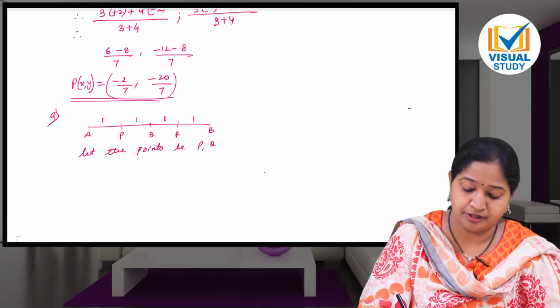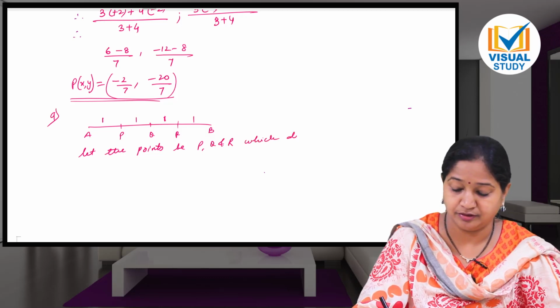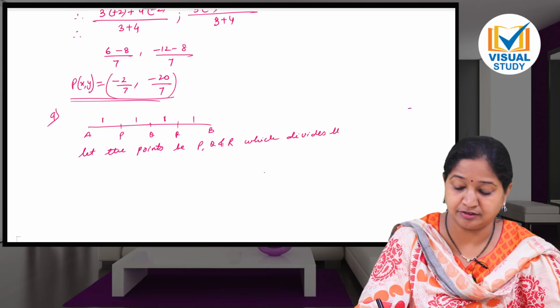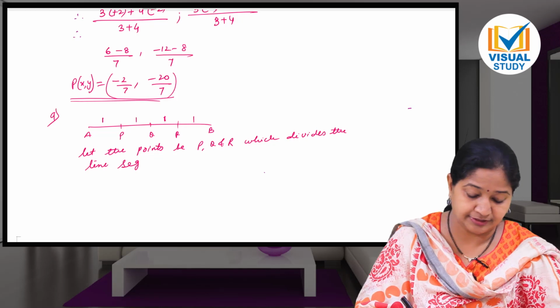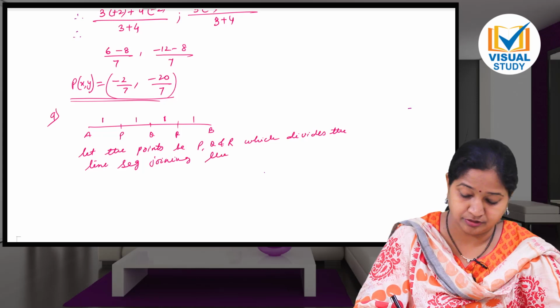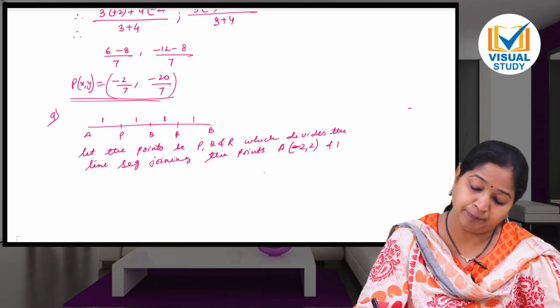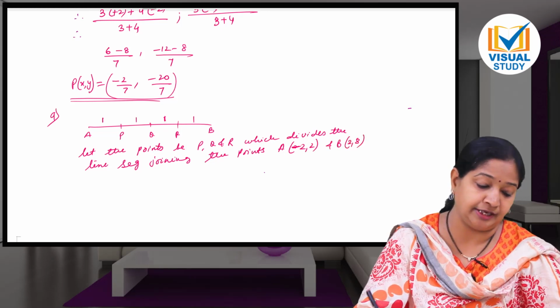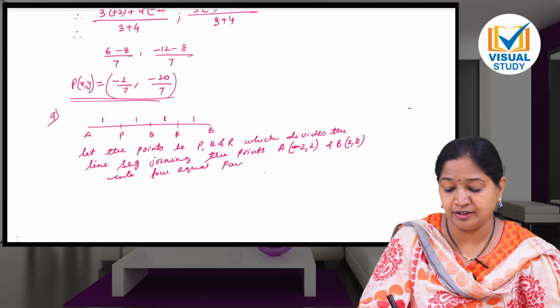Let the points be P, Q and R, which divide the line segment joining the points A, that is (-2, 2), and B, that is (2, 8), into four equal parts. Okay.